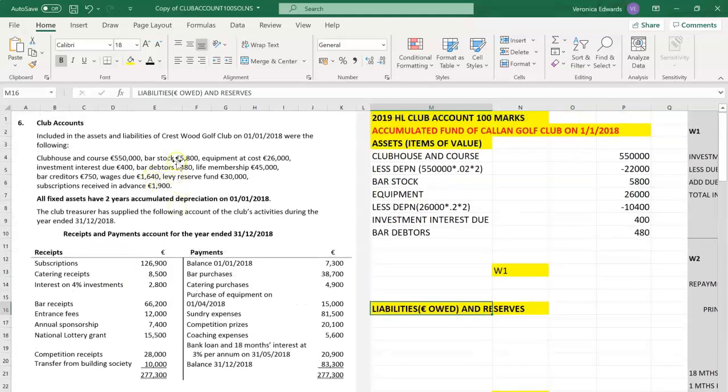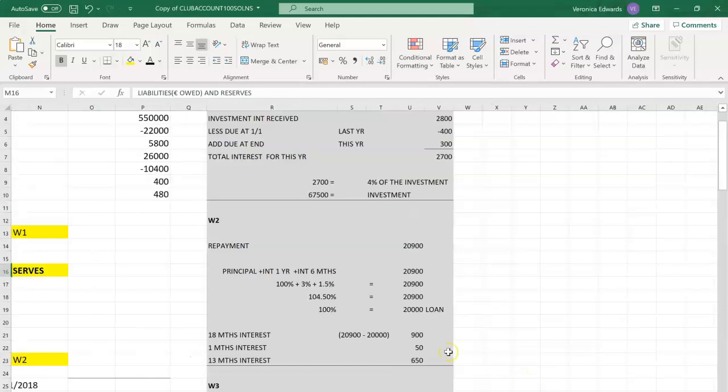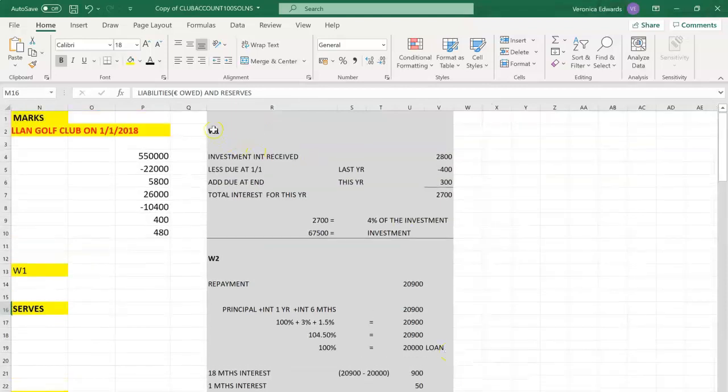Now, there was no mention of investments up here, but obviously if the club has received investment income, it must have investments. Now, apparently the rate of return on these investments is 4%. So normally what you would earn in a year in interest is 4% of the investment. So if we can figure out what the total interest for a year is, then we should be able to figure out what the investment is. So I'm going to do that over here in a working on the right hand side. So this is working 1.